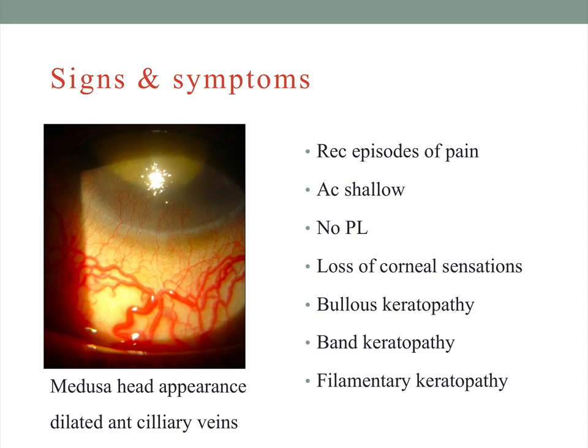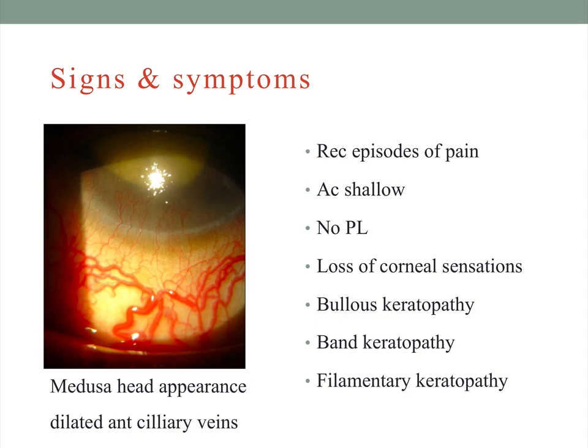Patient will have recurrent episodes of pain, watering, severe pain along the fifth nerve. AC, that is anterior chamber, is usually shallow. Visual acuity is no PL, that is no perception of light, because there is optic atrophy.